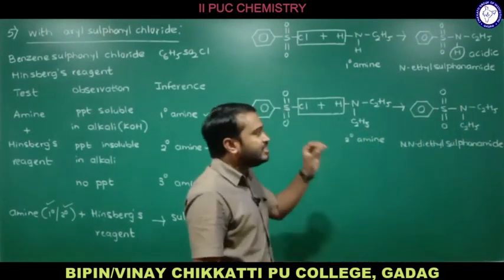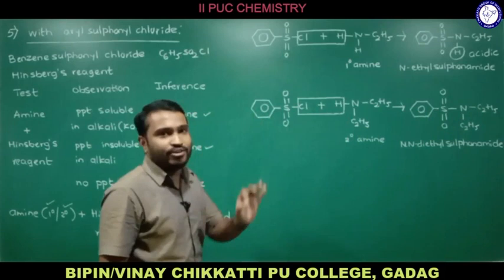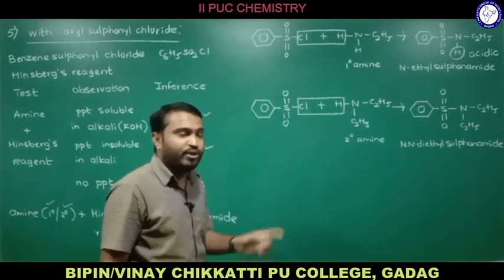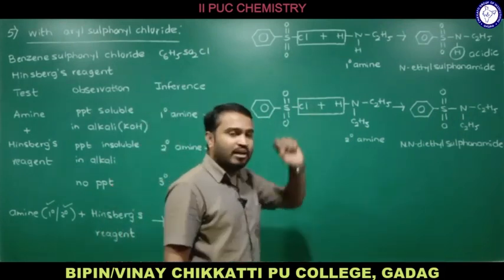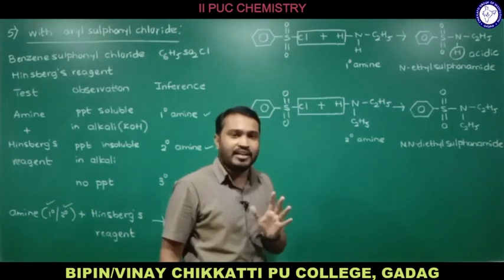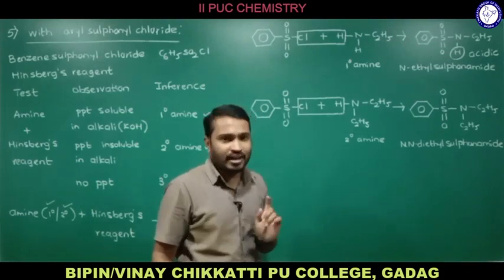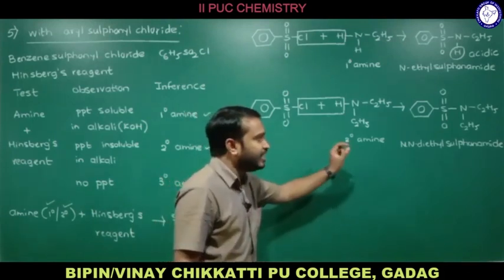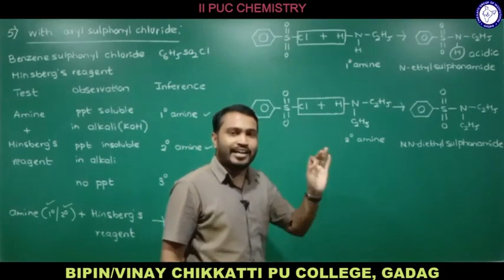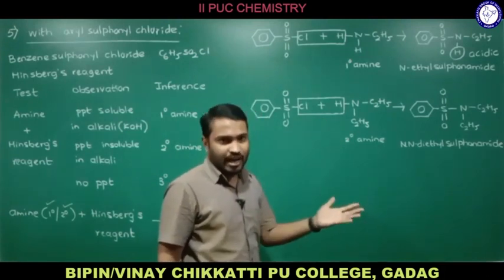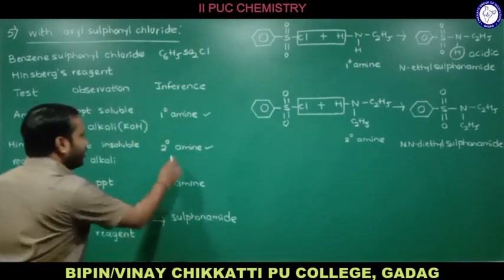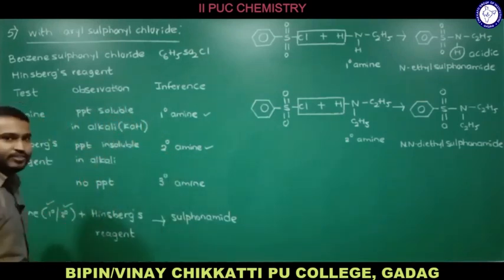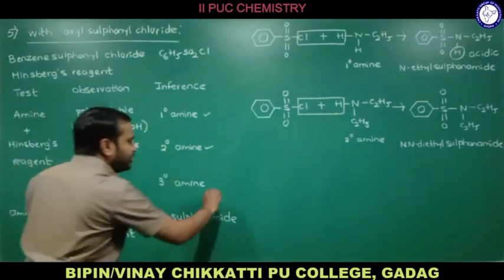Since there is an absence of acidic hydrogen on the nitrogen, the sulfonamide precipitate that we get is going to be insoluble in alkali. In simple terms, because of the absence of acidic hydrogen on the nitrogen, the secondary amine will remain insoluble in alkali. So now we'll talk about the tertiary amine.